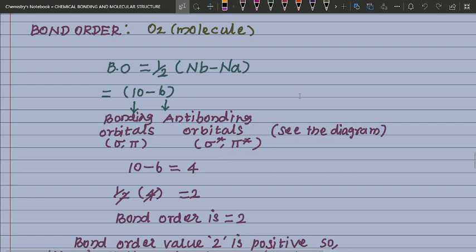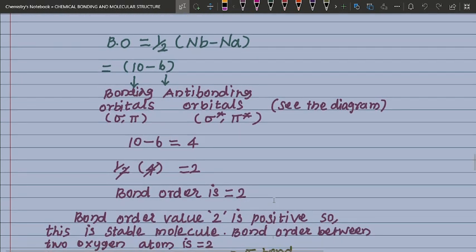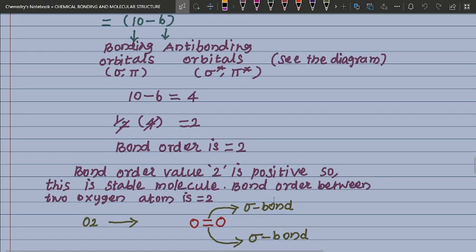See the diagram, please. If you do not see the diagram, you won't understand. Please see the above diagram. Please don't skip anywhere. So 10 minus 6 equals 4. According to the formula, 4 divided by 2 equals 2. If we cancel 2 and 4, we get bond order 2.